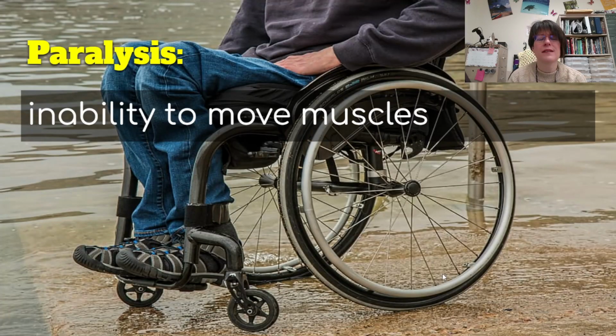Also, paralysis due to many different things. Maybe somebody has had a spinal cord injury. Maybe they're born paralyzed for some reason, but it's the inability to move muscles. And so, thankfully, we have things like wheelchairs to help those people get around. But paralysis is the inability to move muscles. It can also be due to maybe somebody having a stroke as well.